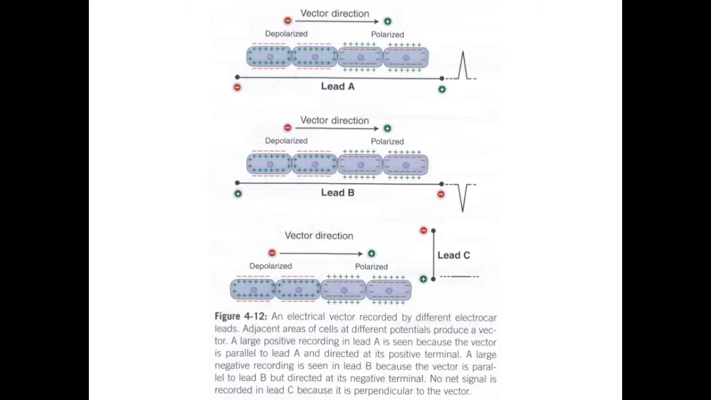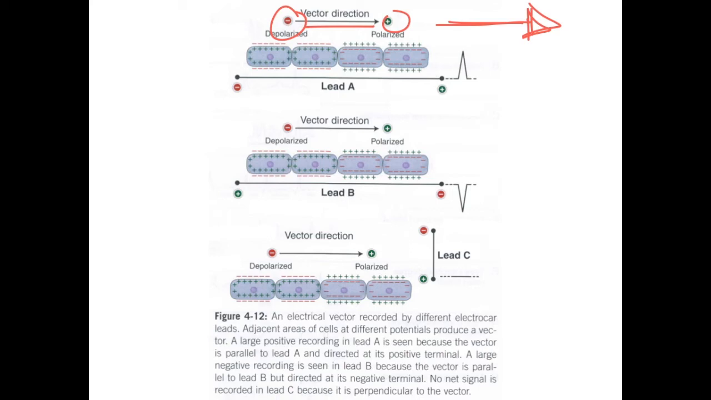So why am I emphasizing the negative and the positive signs of these leads? I'll try to show you here with an example. So let's say there are some cells and there's depolarization going in the horizontal direction, going from here to here. So cells are being depolarized and electrical signal is going from the left to the right in a horizontal direction.